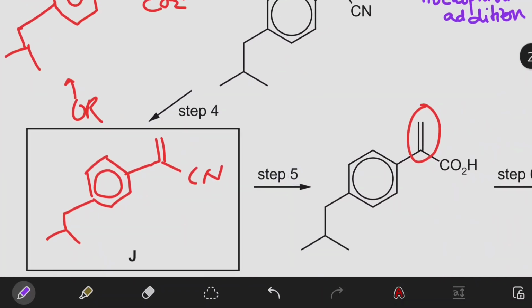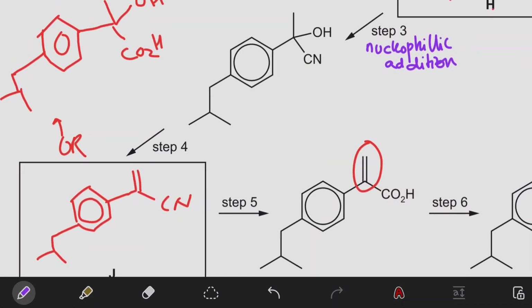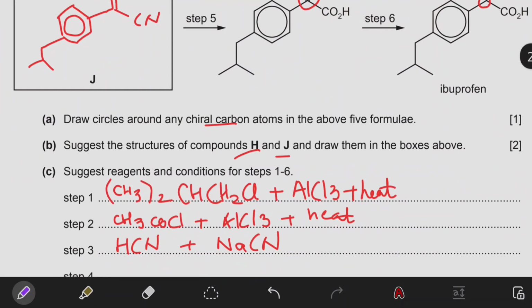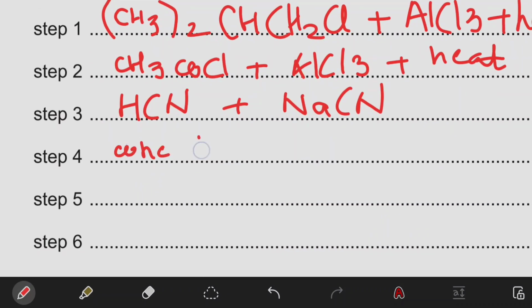Then we have step 4. What is happening in step 4? Definitely dehydration of alcohol. And the reagent, as I told you earlier, is a very strong acid, like H2SO4, and it should be concentrated and heat should be provided. So concentrated H2SO4 plus heat.